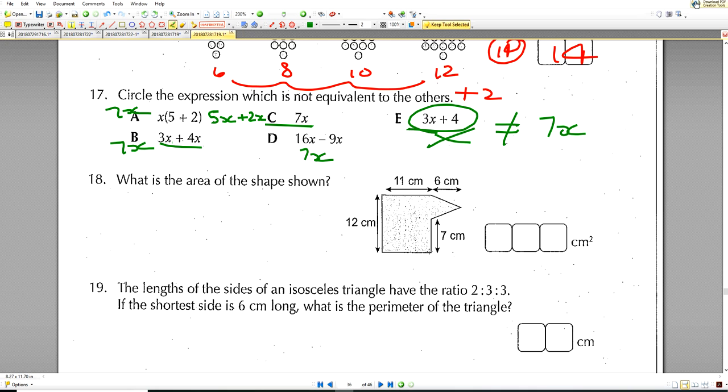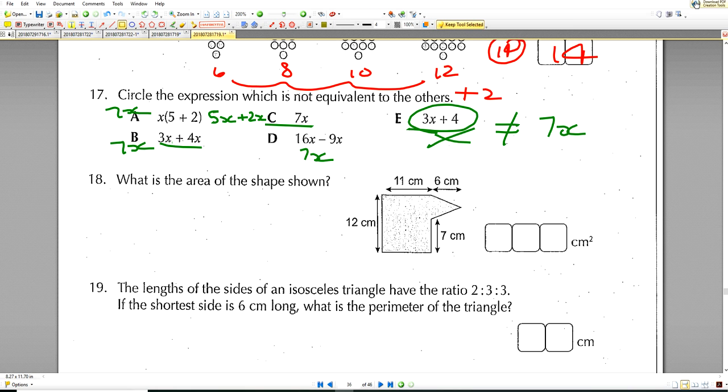Question number 18. What is the area of the shape shown? Now this shape here is called a compound shape. It's made up of 2 shapes.